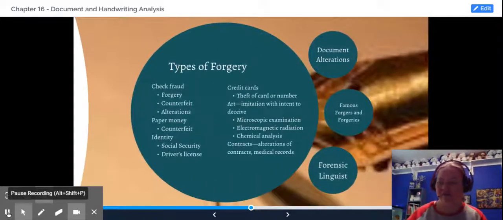All right, so these are different types of forgeries. For example, check fraud, paper money, identity fraud, which is a big thing nowadays, especially in the digital age, credit cards, art, contracts. This is why it's important, when you have documents, to get rid of them by shredding and destroying them. And obviously, be careful online. You want your information to stay safe.